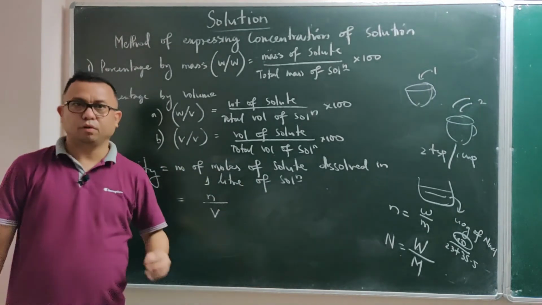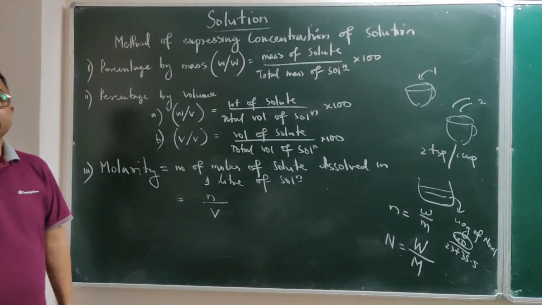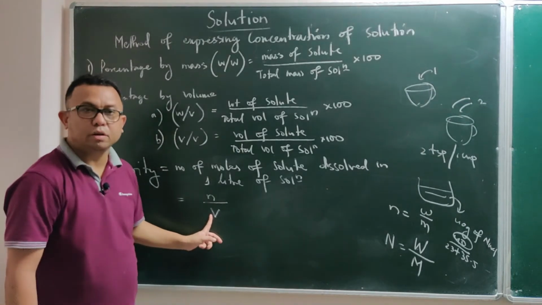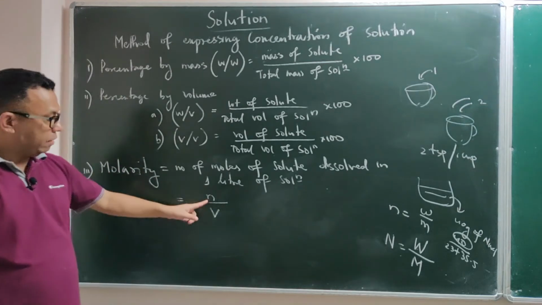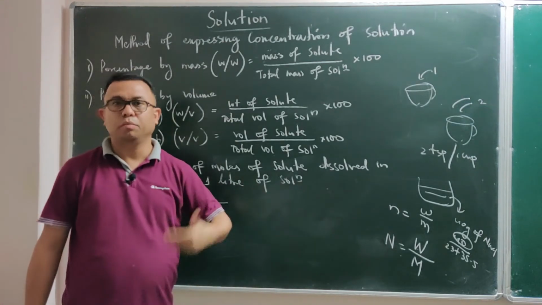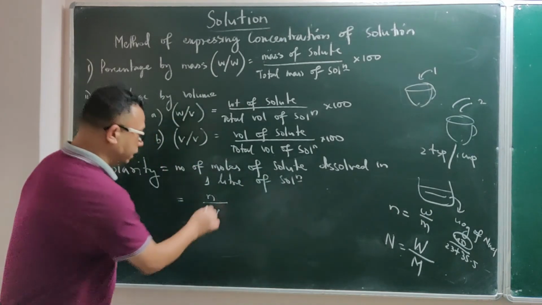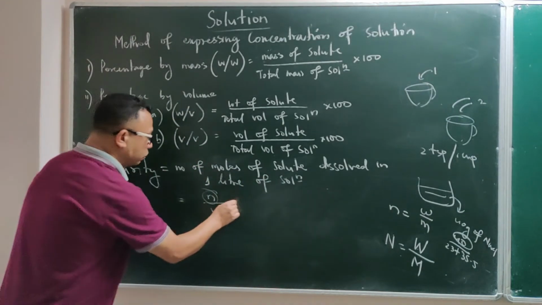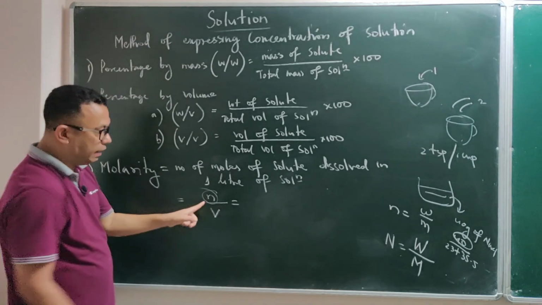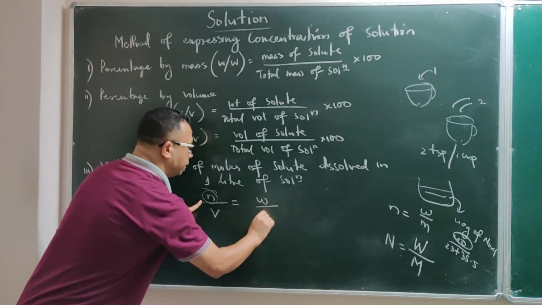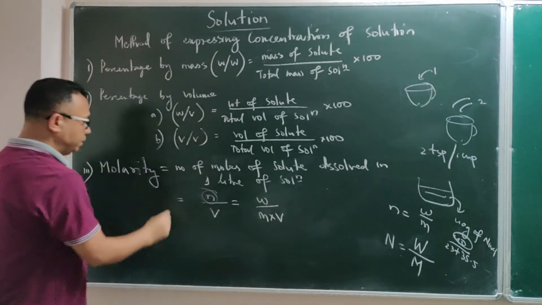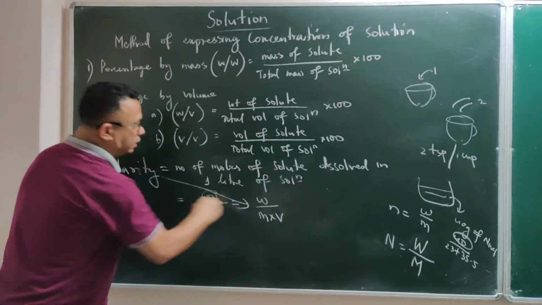In case you are given volume in cc or ml, don't forget to convert it into liter by dividing it by 1000. But it is not necessary that every time you will be given moles. Instead of moles, you may be given weight. So that is why I am going to replace this n. Most of the time, rather than using n, n is W by m. So if I replace n with W by m, with V on the lower side, that is the molarity formula.